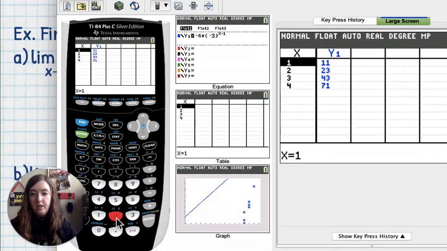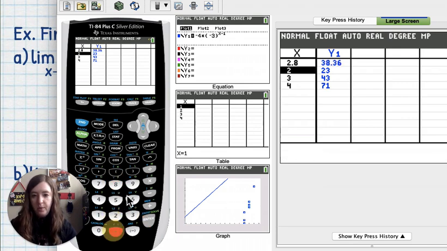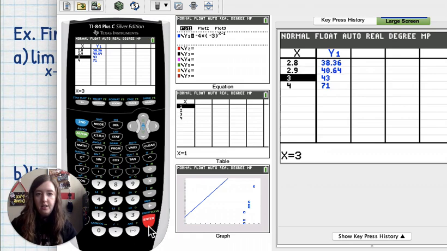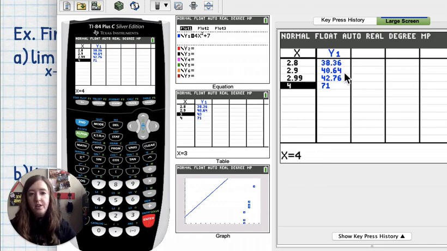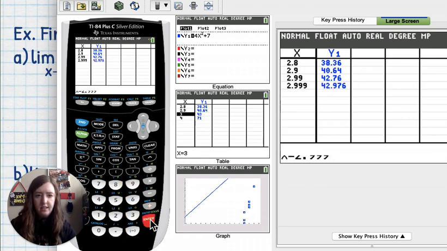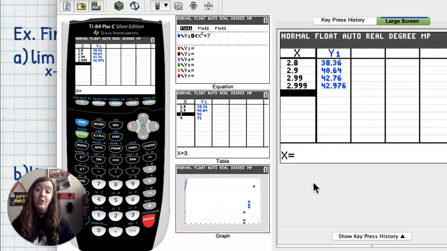I'm going to type in 2.8. Enter. 2.9. Enter. 2.99. Enter. We can see that we're just getting closer and closer to, well, maybe we should do 2.999 and see what that is. We're just getting closer and closer. We're at 38, then 40, then 42.7, then 42.9. We're getting closer and closer to about 43.